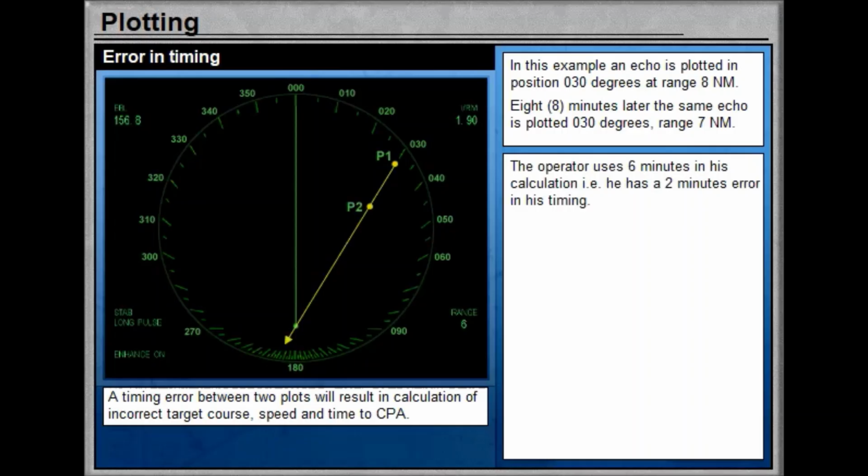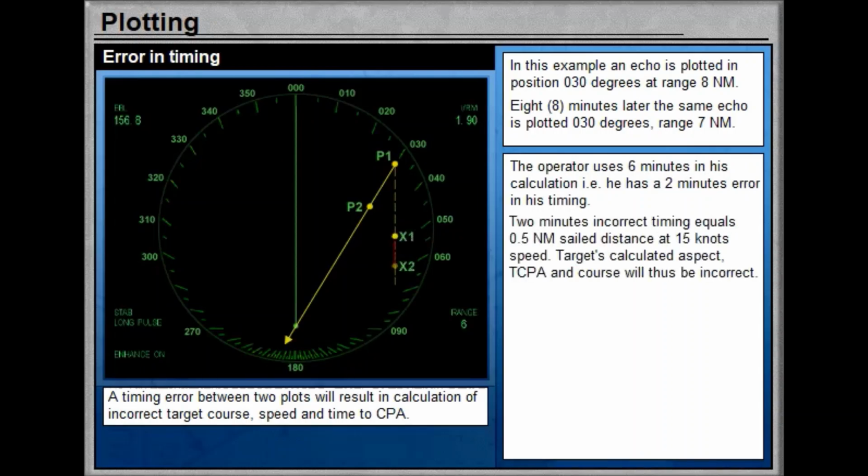The operator uses 6 minutes in his calculation. That is, he has a 2-minute error in his timing. 2 minutes incorrect timing equals 0.5 nautical miles, sailed distance at 15 knots speed. Target's calculated aspect, TCPA, and course will thus be incorrect.